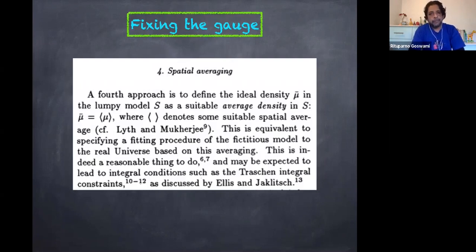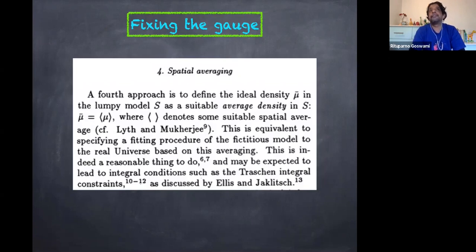The most promising one is definitely spatial averaging, where you average out the energy perturbation in the lumpy universe and let that be the mapping from the idealized universe to the lumpy universe. So that is a very promising approach.